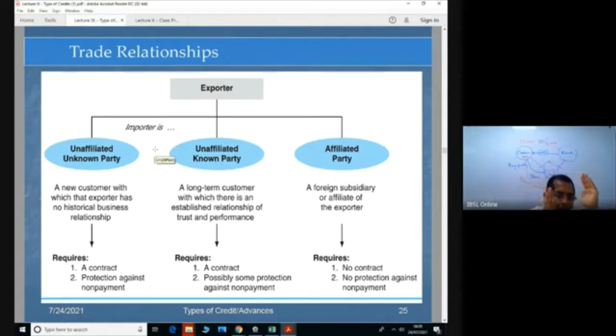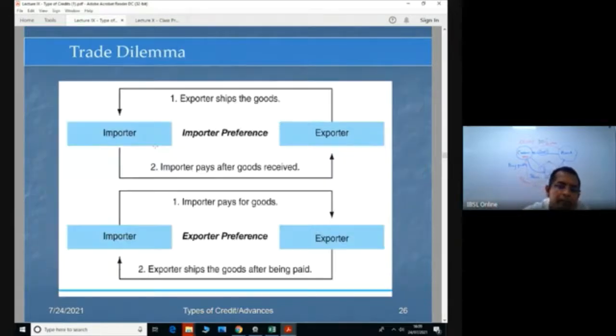Second type is unaffiliated, known. That means we have dealt with the other party, so we need a contract to buy and sell, but we may not need a hard-coded protection against non-payment, possible protection against non-payment. Whereas with an affiliated party, we don't need a contract, we don't need protection, right? Because we know the other party, it is an affiliated party to us.